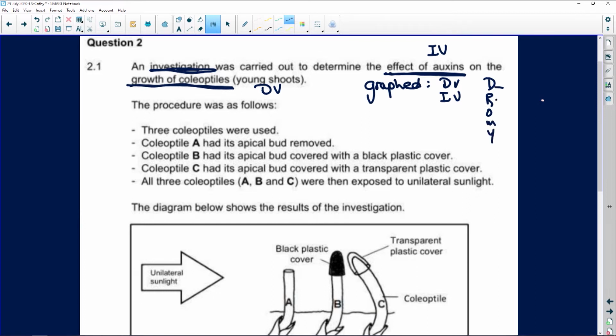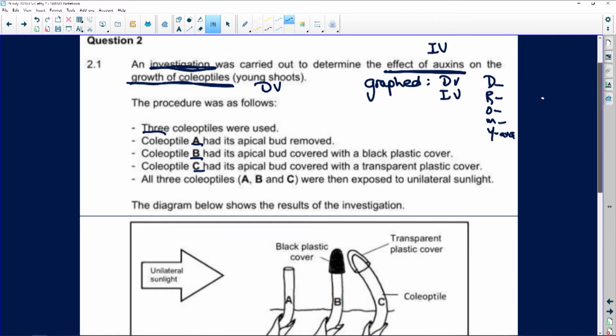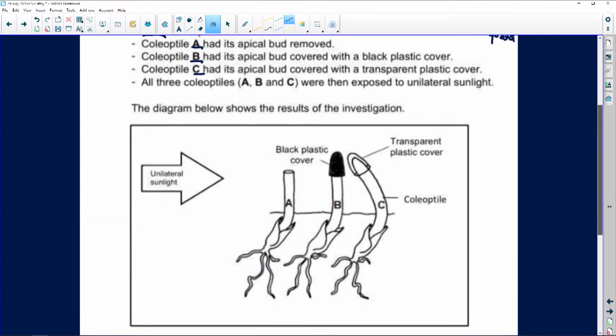Your dependent or respondent variable that can be observed or measured, and it's always plotted on the y-axis. Okay, now we have three coleoptiles. We've got A, B, and C. So let's have a look, and they tell us.